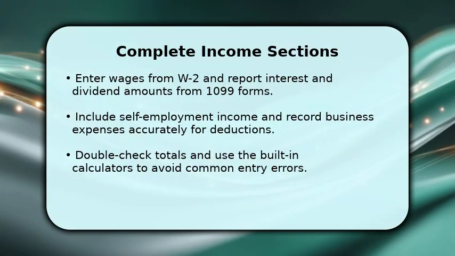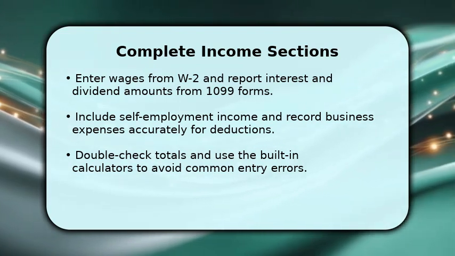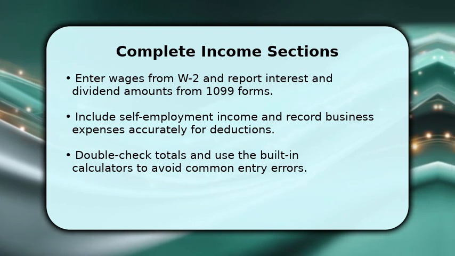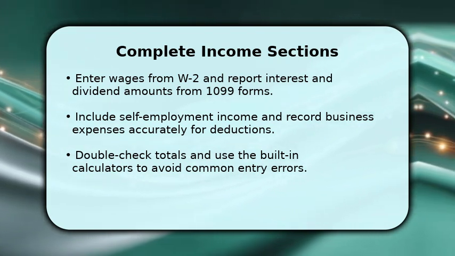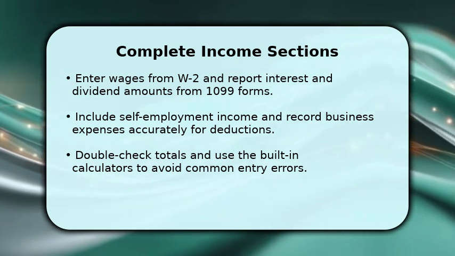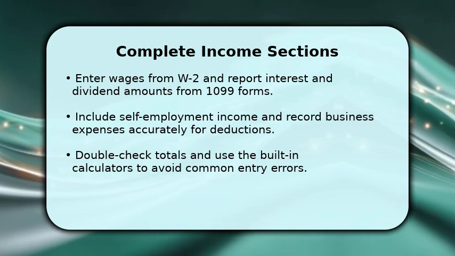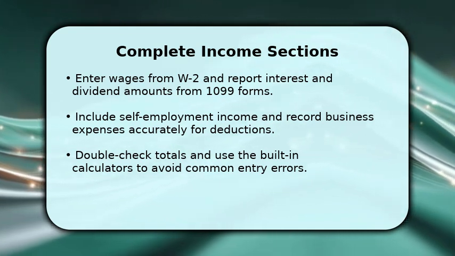Start by filling wage and income sections carefully, entering numbers exactly as shown on W-2 and 1099 forms. For self-employment income, add business expenses and select applicable deduction categories to lower taxable income. Use the website's help tips and calculators to confirm totals and catch errors.